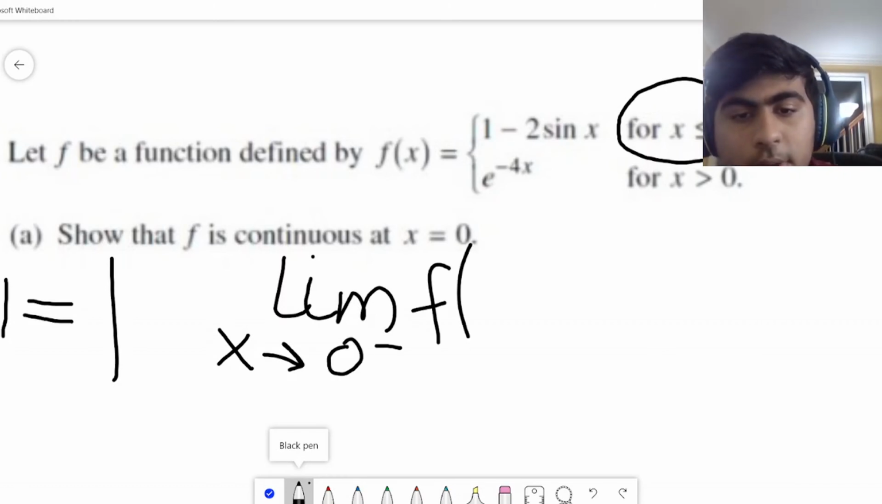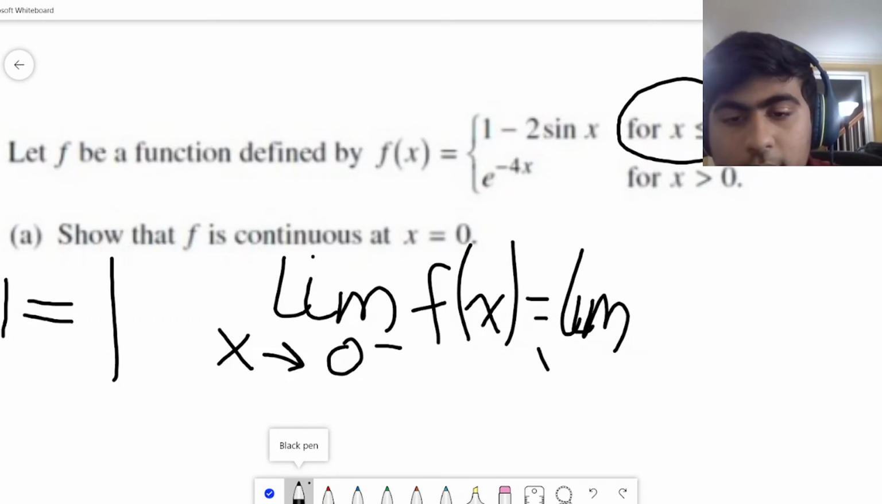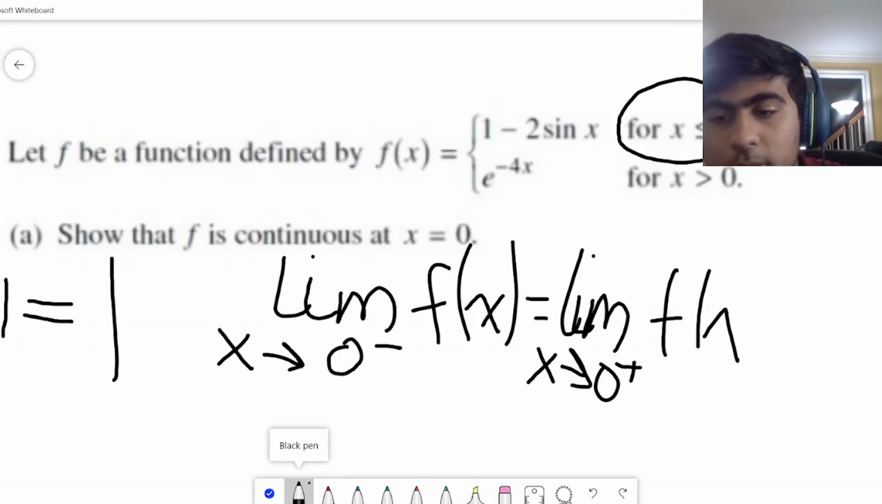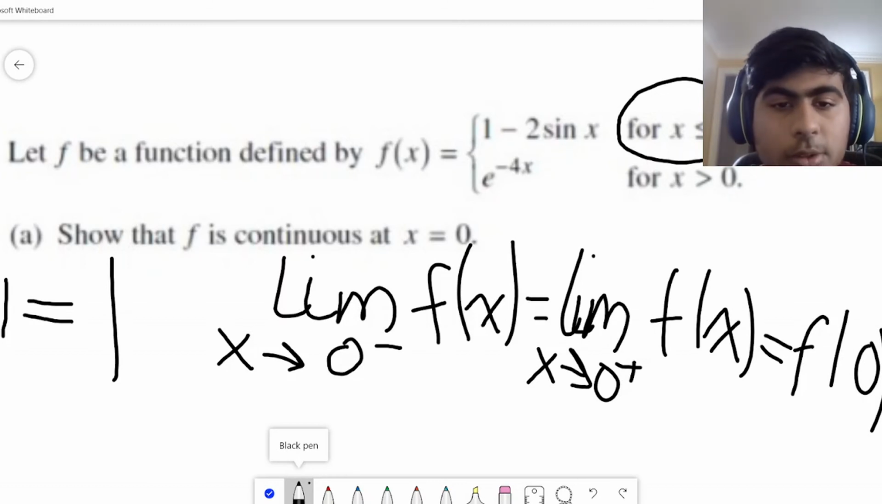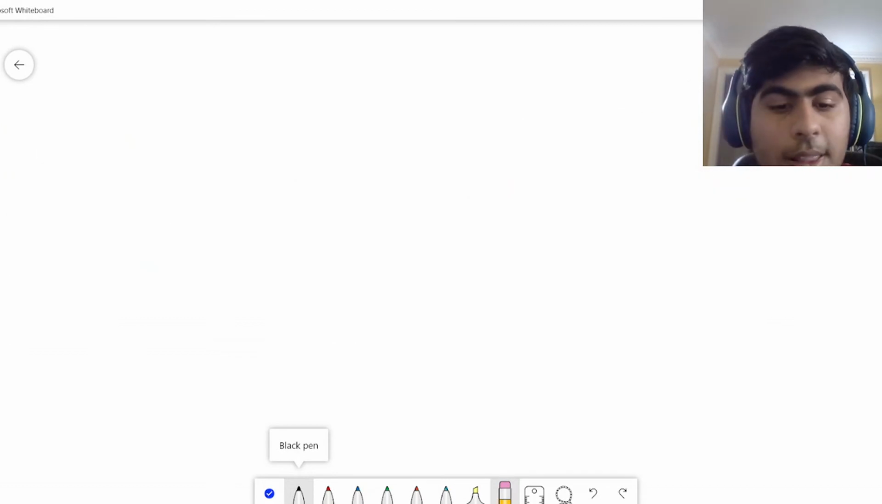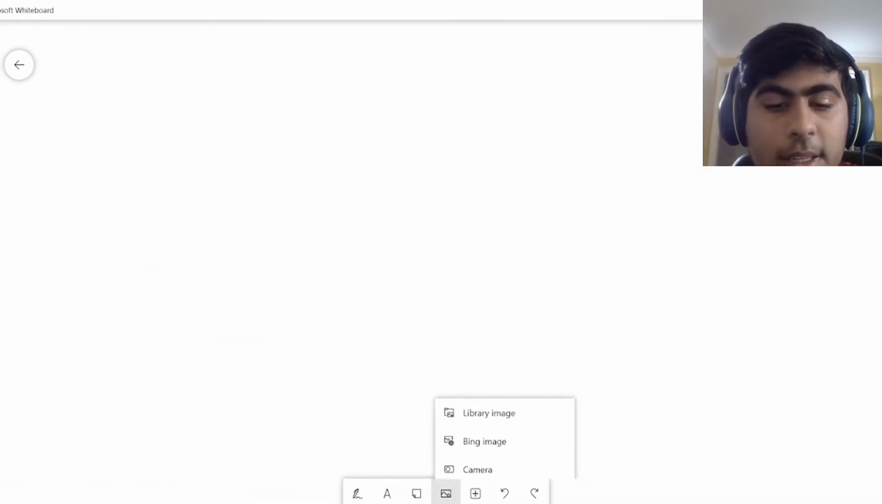So the limit from the left-hand side equals the limit from the right-hand side equals f of 0, right? And you can show that, right? And that will show that f is continuous at x equals 0, because we have fulfilled all 3 criteria. With that, let us get on to our last practice from our last FRQ.